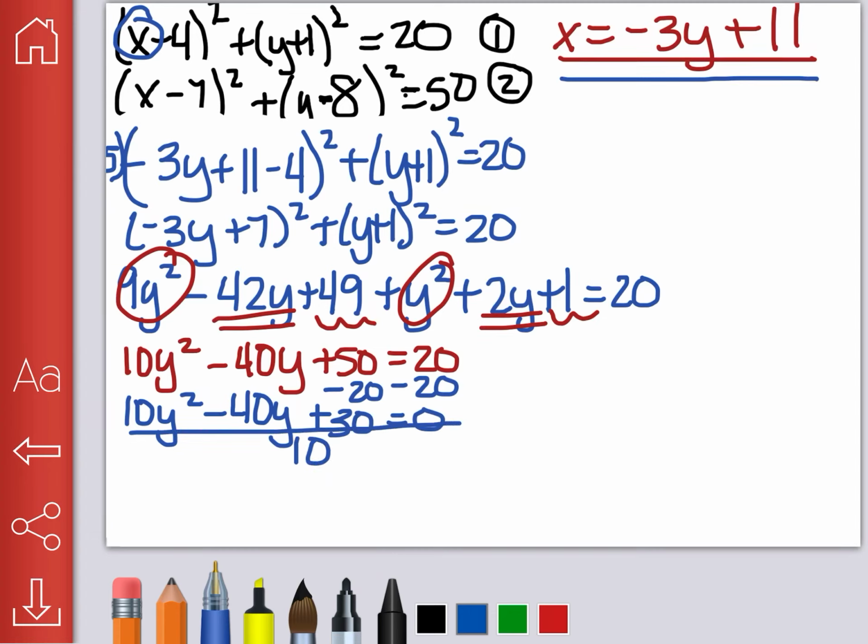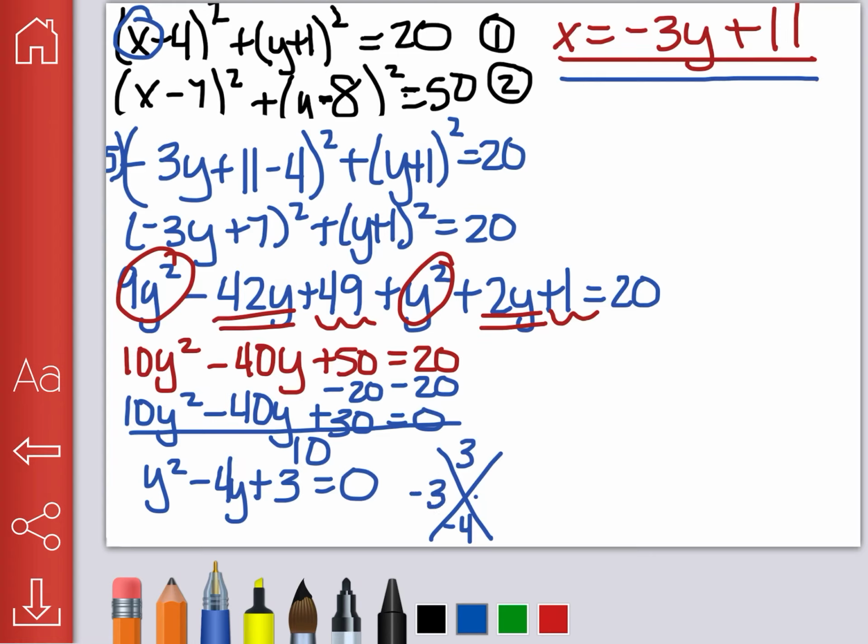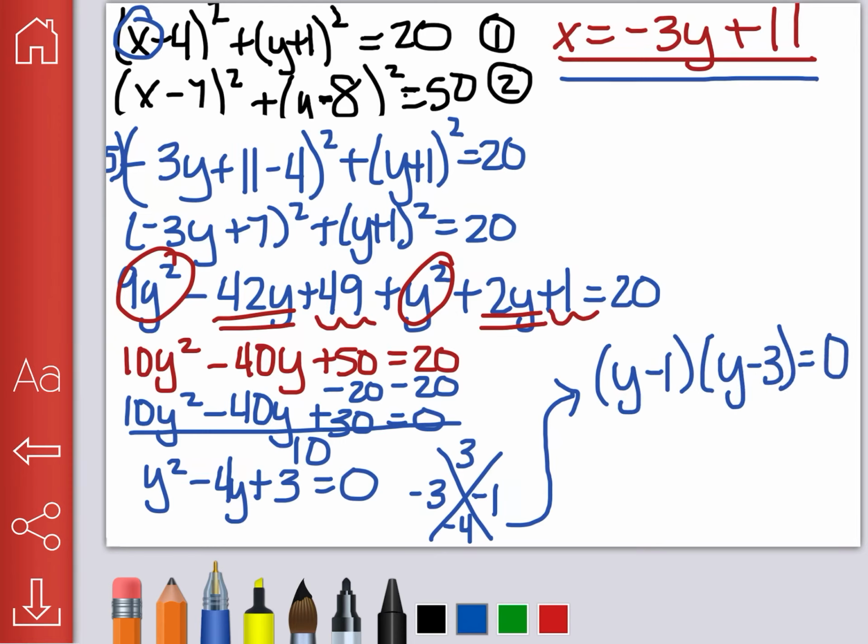I hope you guys all see that we can divide this whole thing by a 10. So I've got y squared minus 4y plus 3 equals 0. So now I'm looking for two factors that multiply to 3, but add to negative 4. And I hope you guys are all thinking negative 3 and negative 1, because this does indeed factor like y minus 1 times y minus 3 equals 0. So our two solutions are y equals 1 and y equals 3. So we've got our y values, y equals 1 and y equals 3.